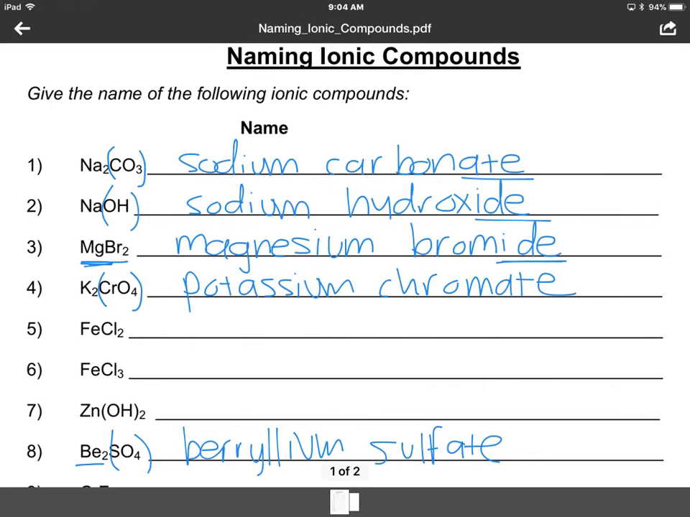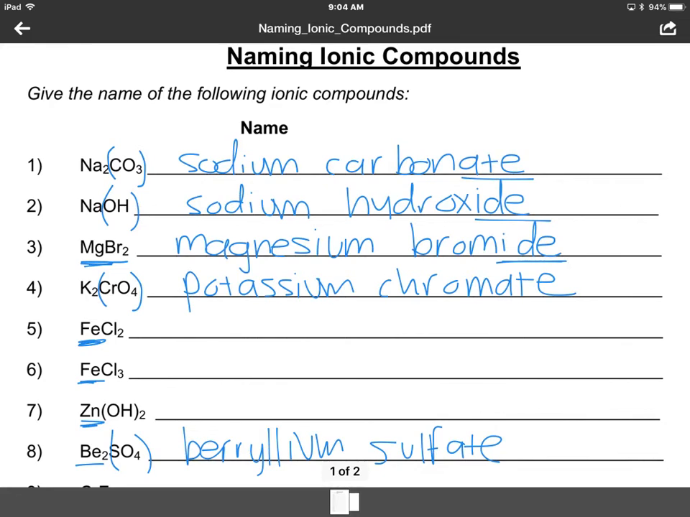Okay, and then our last type is using the Roman numerals. The last 3 use the Roman numerals because the cation that I'm underlining falls into the transition metals. The transition metals' charges vary, and so we should use the Roman numeral to show which type of cation we're using.